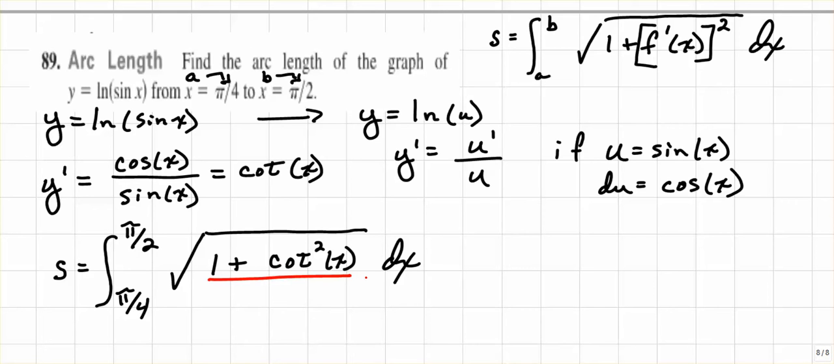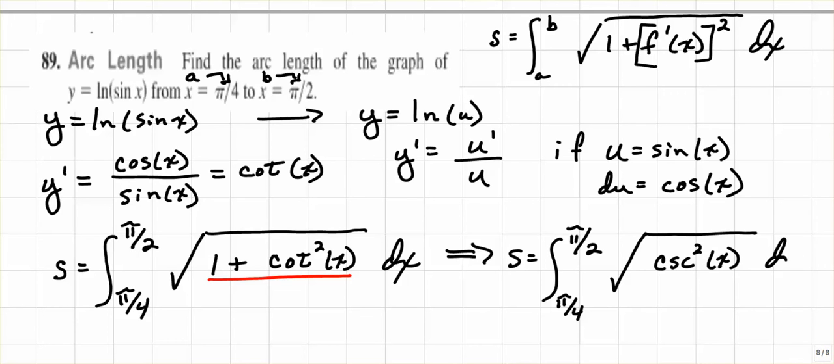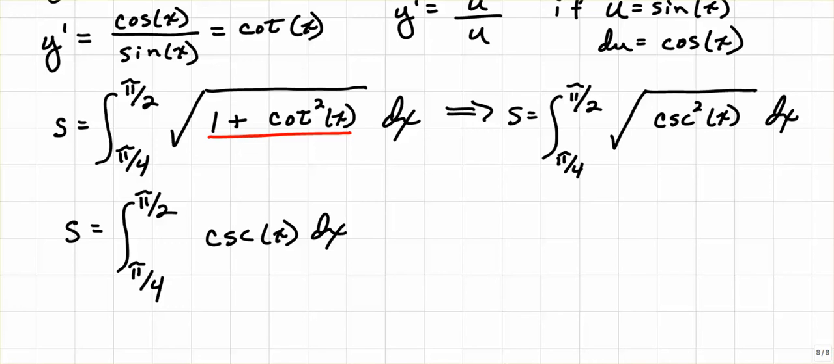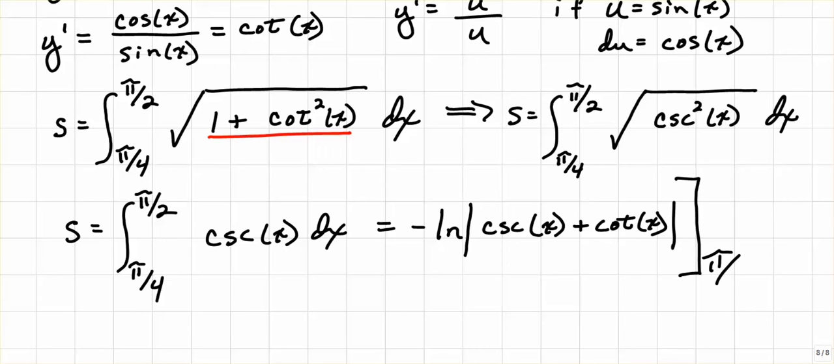but I do know that due to my trigonometric identities, this is a Pythagorean identity, and this whole thing can be rewritten as s is equal to the integral from pi over 4 to pi over 2 of the square root of the cosecant squared of x dx, and I know that the square root of the cosecant squared of x is going to be equal to the cosecant of x. So this becomes the integral from pi over 4 to pi over 2 of simply the cosecant of x dx. And in this particular case, we're going to have to remember the formula for this one, and that's going to be equal to the negative natural log of the absolute value of the cosecant of x plus the cotangent of x, evaluated between pi over 4 and pi over 2.